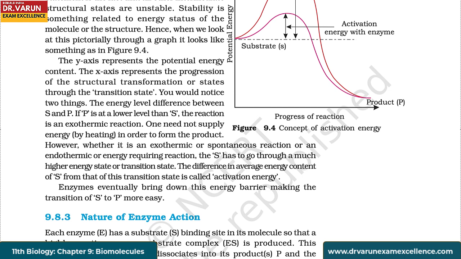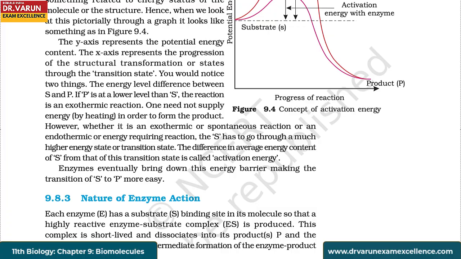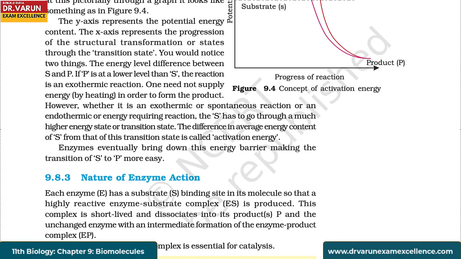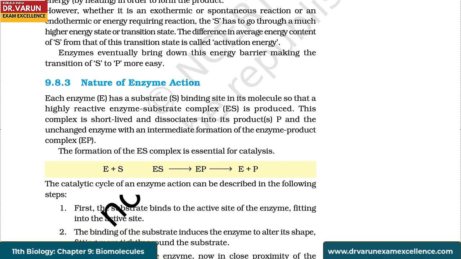However, whether it is an exothermic or spontaneous reaction or an endothermic or energy requiring reaction, the substrate has to go through a much higher energy state or transition state. The difference in average energy content of substrate from that of this transition state is called activation energy. Enzymes eventually bring down this energy barrier, making the transition of substrate to product more easy.